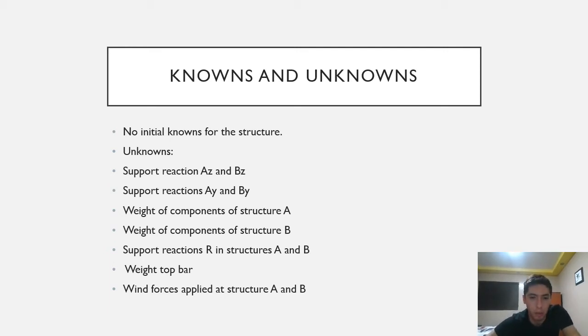The weights of the components of both structures, the support reactions in structures A and B, which are the diagonal members that are supporting the structure, we will see those in a moment. The weight of the top bar that connects both towers, and the wind forces applied at structures A and B.